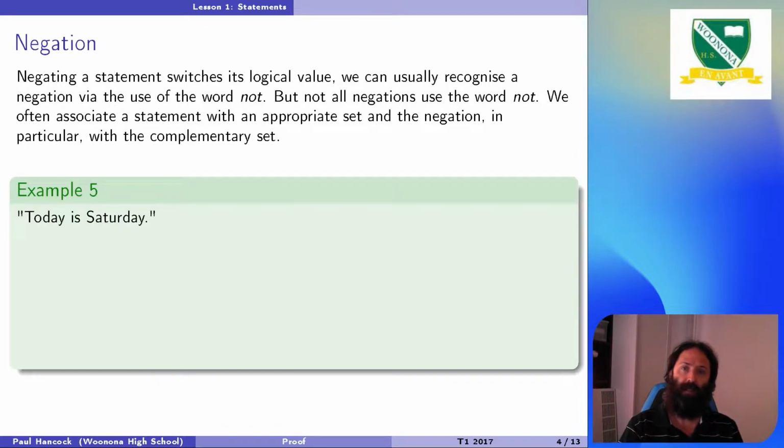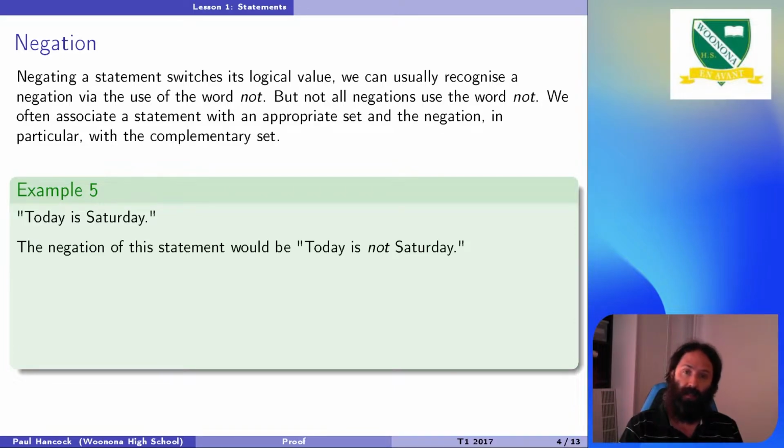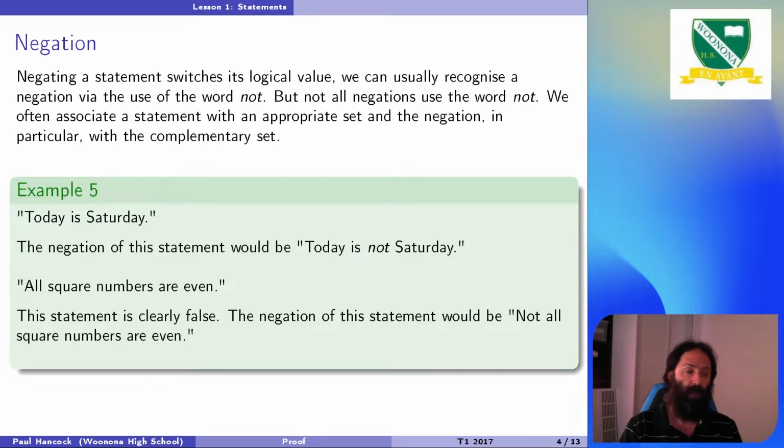So here's a simple example. Here's a statement: today is Saturday. It's either going to be true or false. The negation of that is: today is not Saturday. Here's another example: all square numbers are even. The negation of this would be: not all square numbers are even. And hopefully you can see the original statement, all square numbers are even, is false.